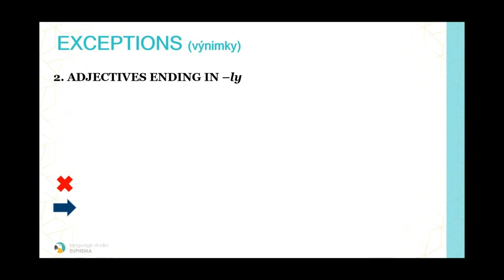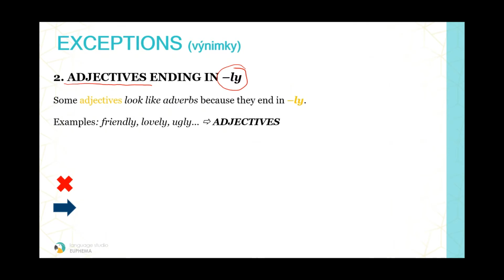Exception number 2. These are adjectives ending in li. I'm stressing they are adjectives, not adverbs, right? So some adjectives look like adverbs because they end in li, but they are adjectives. For example, there is friendly, lovely, ugly. They are all adjectives, although they end in li.